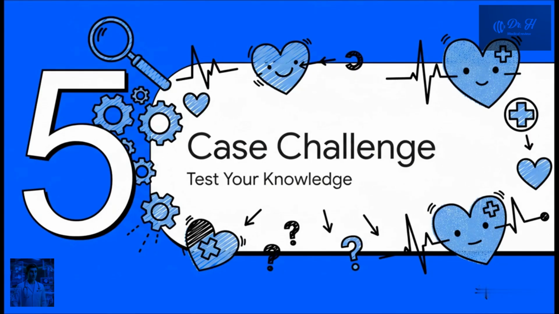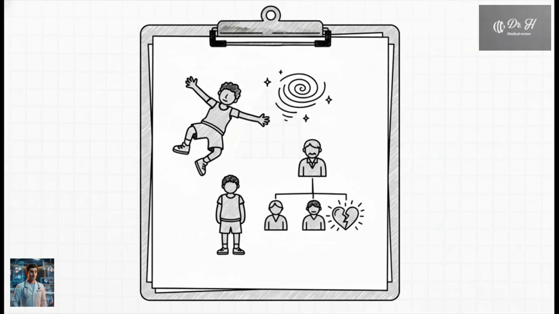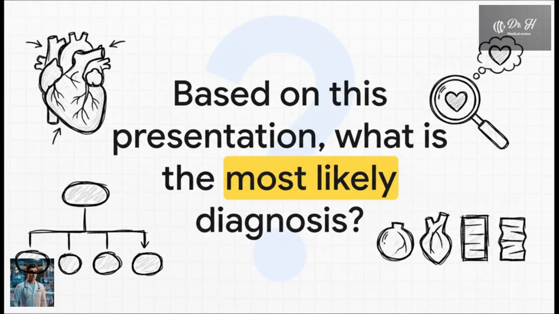All right, now for the part you've been waiting for. Let's see if you can put all this knowledge into practice with a couple of rapid-fire clinical cases. Ready? Let's do this. Okay, case number 1. You have a 17-year-old kid, a basketball player, who collapses right in the middle of practice. He admits he's been getting dizzy when he really pushes himself, and here's the kicker. His grandfather died suddenly, out of the blue, at just 30 years old. Okay, take a second and think. Based on that presentation, what is the number 1 diagnosis you should be thinking of?